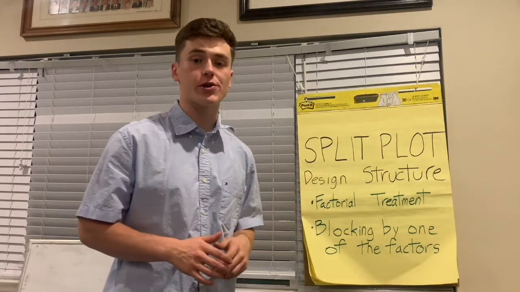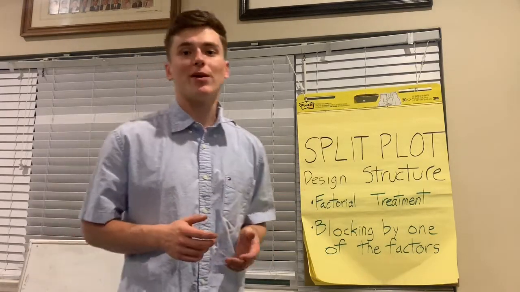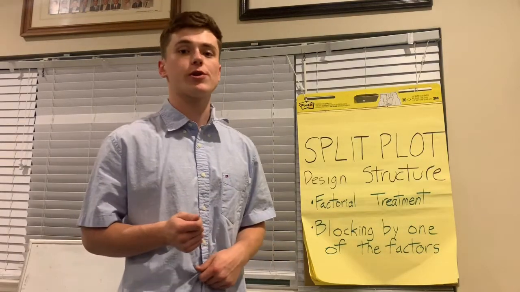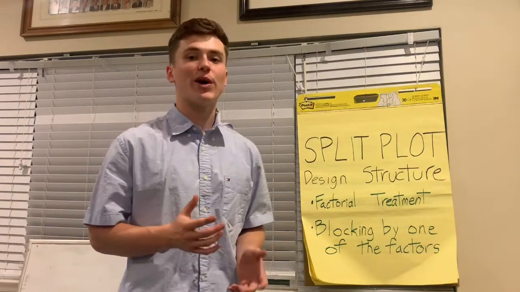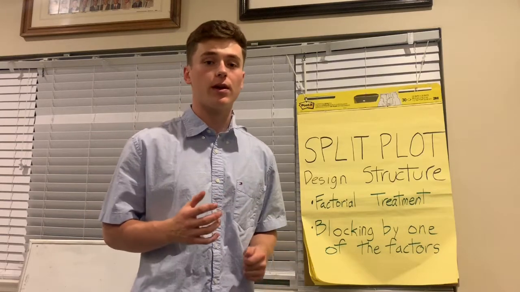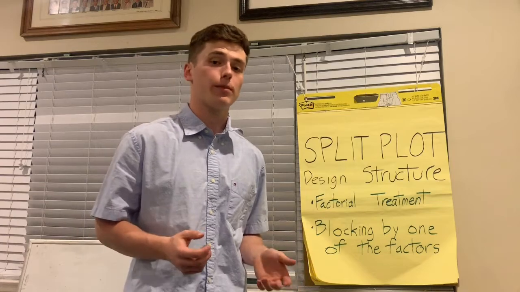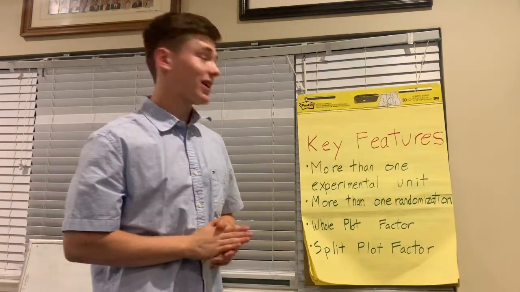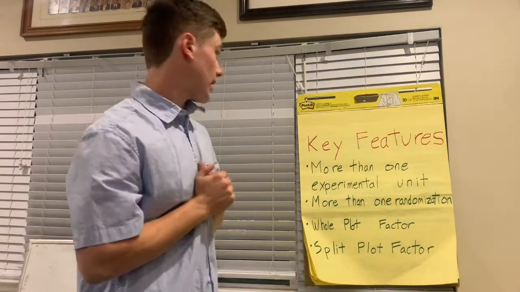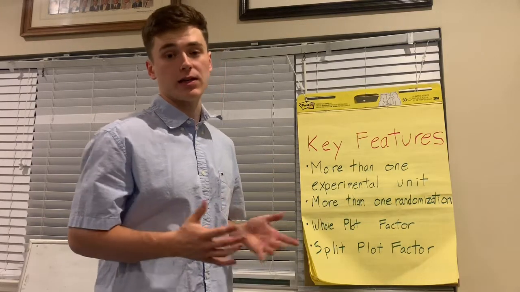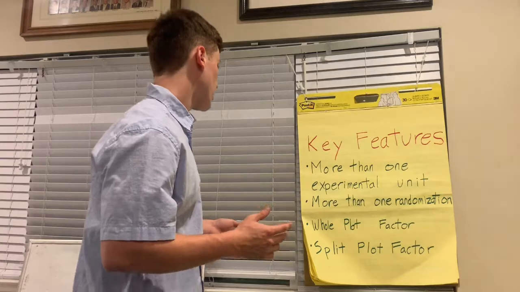To plot design structure. To keep it simple, a split plot design structure requires a factorial treatment structure in which you block by one of the factors rather than a separate blocking variable that we like in a randomized complete block design. Some of the key features of a split plot design structure is that there's more than one experimental unit. Like I said, it's factorial in which there's multiple.